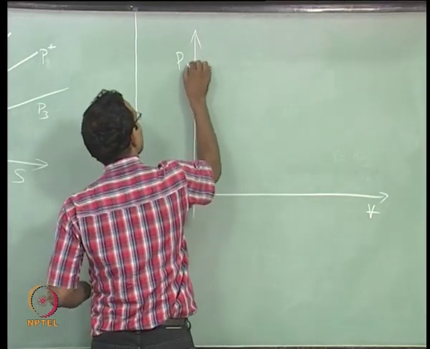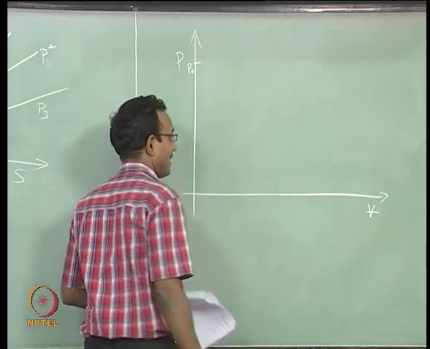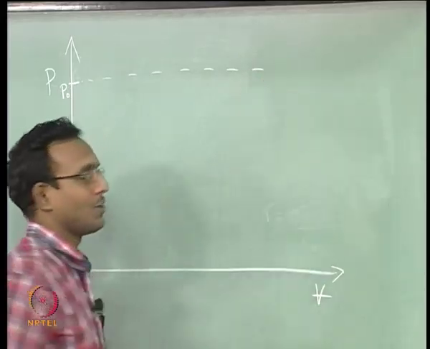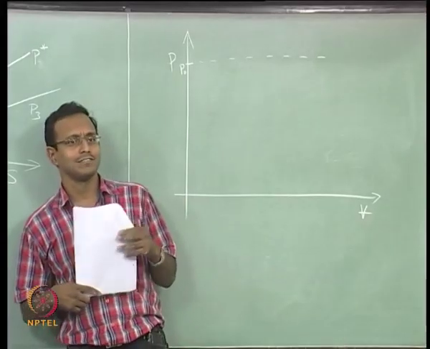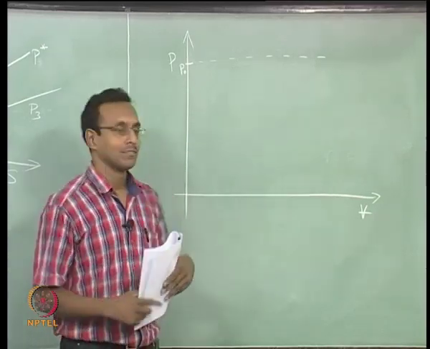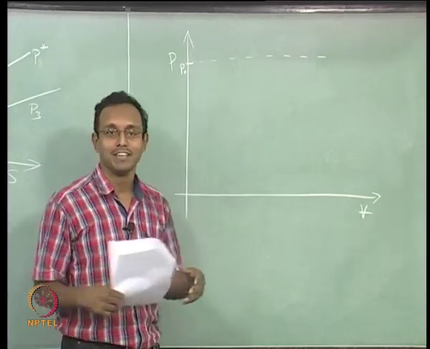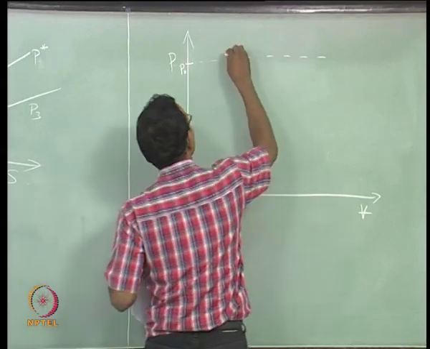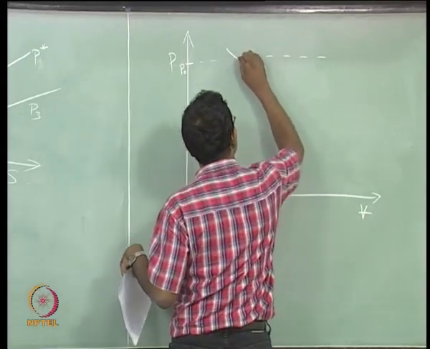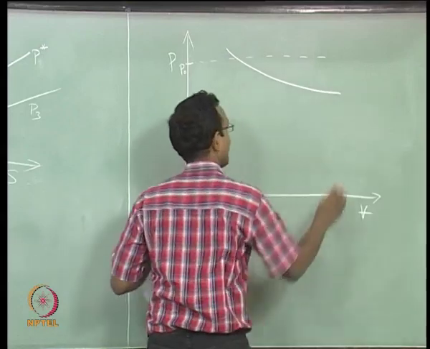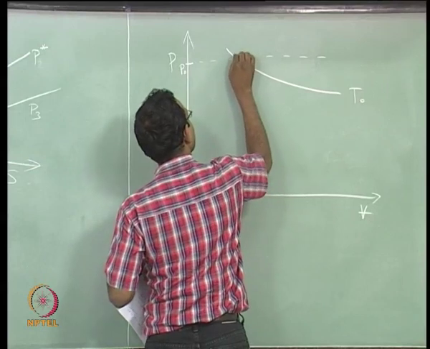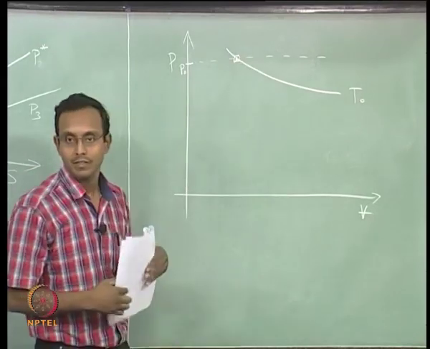So, I will mark this as my P naught, where will my T naught be? So, I have to basically draw some constant temperature line. What will that look like? Rectangular hyperbola, right? PV equal to RT, you can get it to rectangular hyperbola. So, we will draw something like this. Let us say this is my T naught. So, this is my initial state, this is where I am.